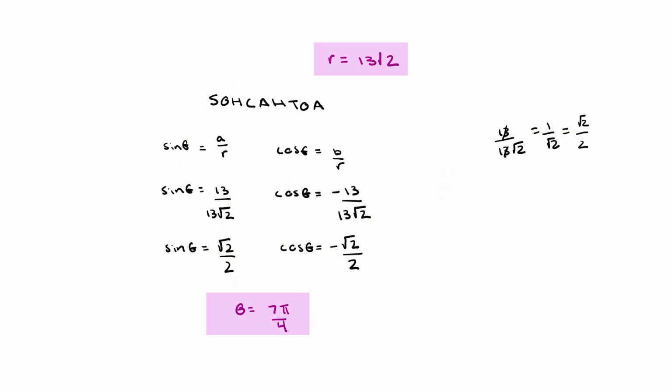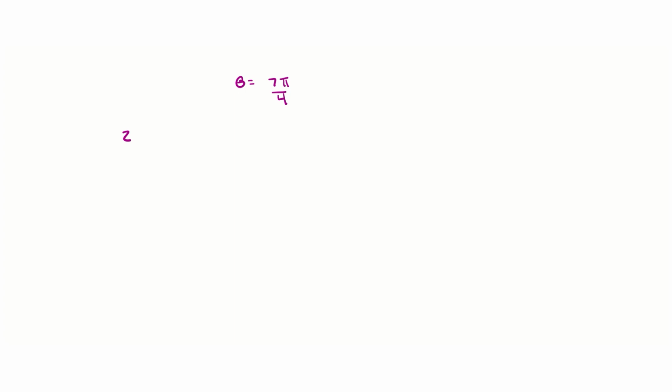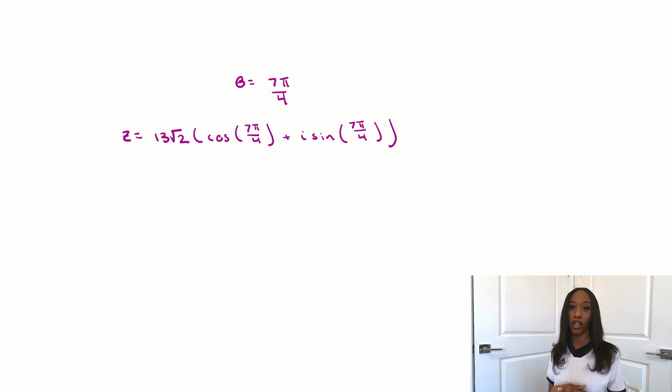So we've got our r and theta, and now we just need to write our polar equation. That is z equals r, which we found as 13 square root of 2, times cosine of our theta, which is 7 pi over 4, plus i sine of our theta, 7 pi over 4. And there you have it. That's how you find the polar curve of a complex number.